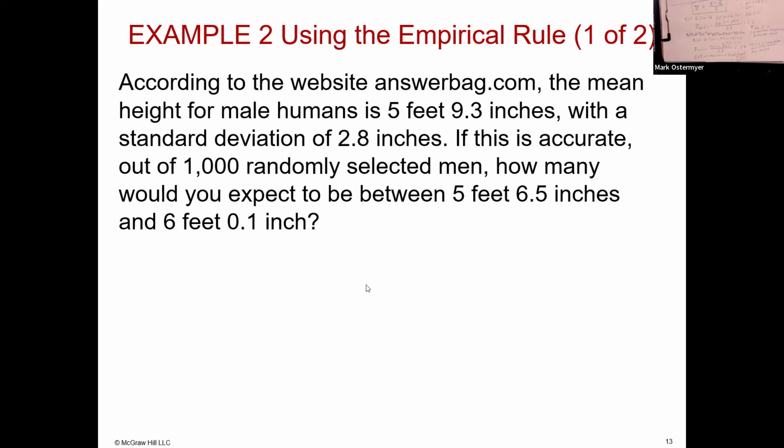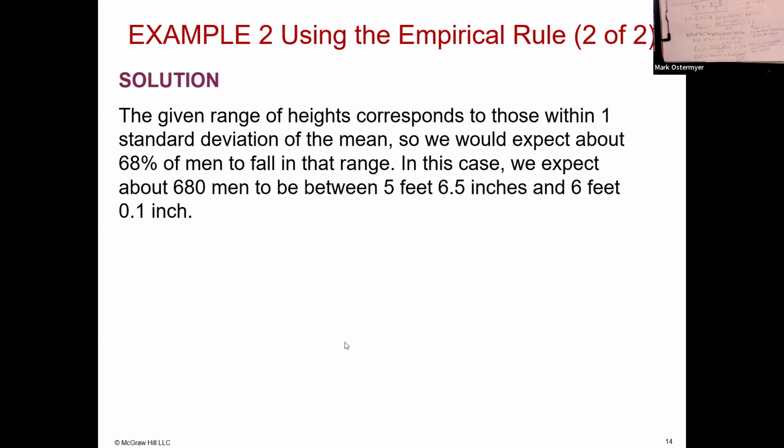All right, does that problem make any sense there? This problem here. 680 men.